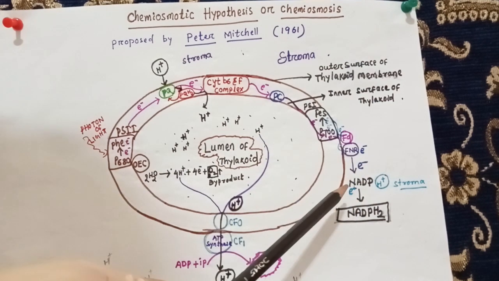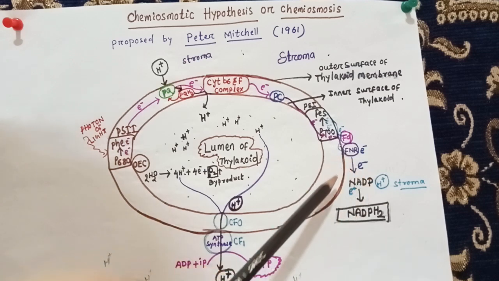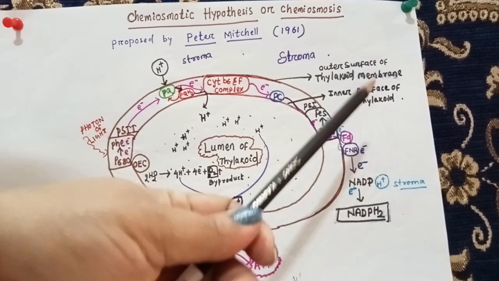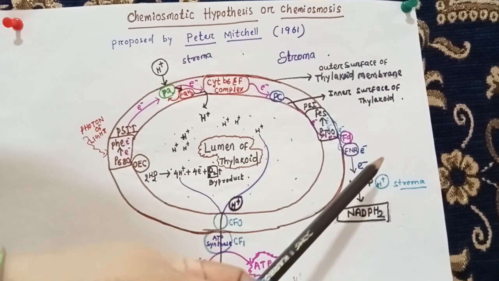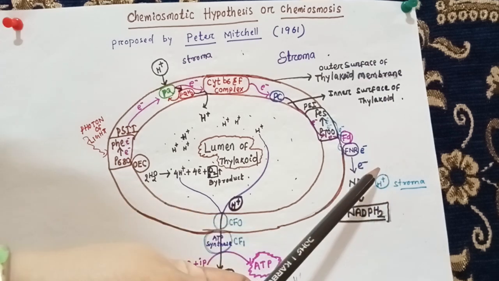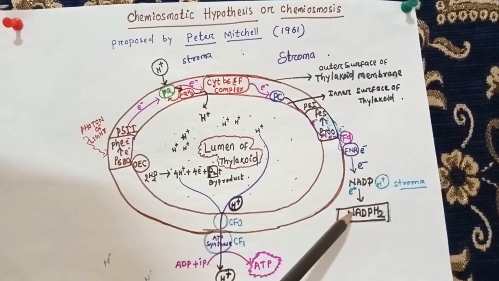Okay, and when NADP receives an electron, at the same time it accepts a proton from the stroma and gets reduced into NADPH.